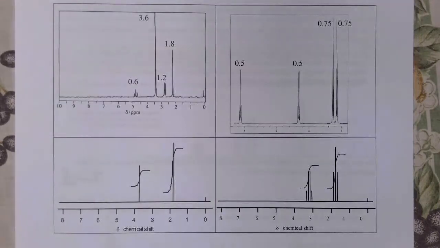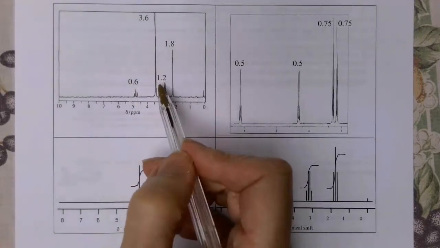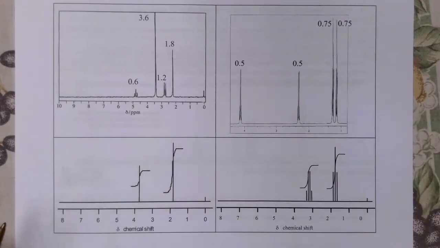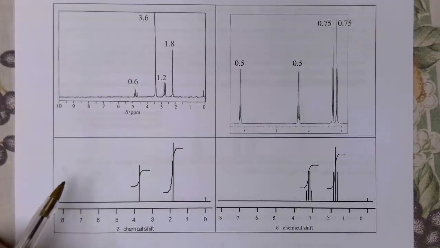So we're on page 8 of your notes, and there are 4 charts for you to have a look at. We've given you the integration traces, or we've given you the relative intensities. And you need to work out for me what the relative abundances of hydrogens in these different environments are.